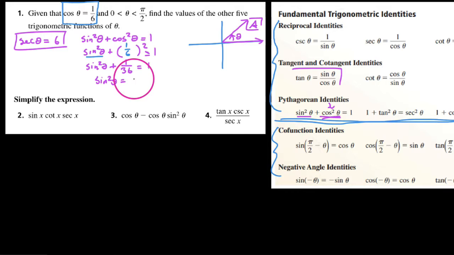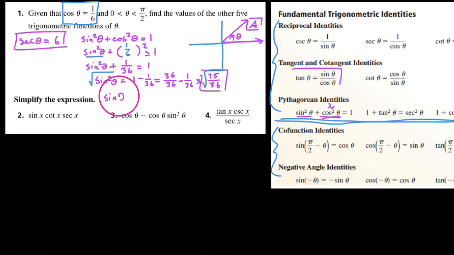The nice thing about that is we get 1 minus 1/36, which is easy enough to find because that's 36/36 minus 1/36. Basically, it's the other 35/36 that are left over here. So 35/36 is equal to the sine squared of theta. Then we have to take the square root of both sides. So we end up with the sine of theta equal to the square root of 35 over 6, and this is a plus or minus.